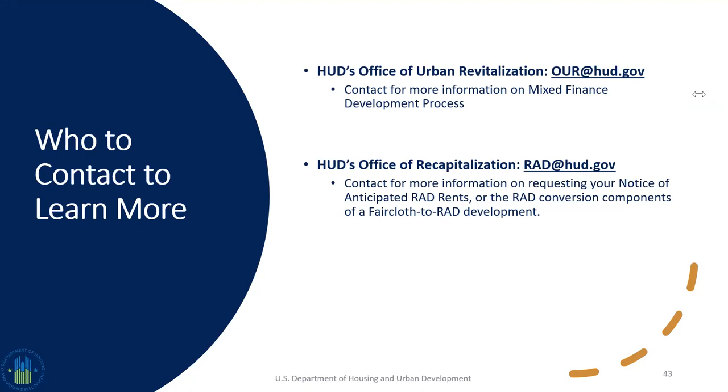Before we move on from the NAR issue, is there a way to determine what the RAD rents would be prior to requesting a NAR? Could the PHAs look at operating subsidy for sites within the portfolio plus estimated tenant portion? Would that be a good proxy? So a good proxy is if you know what your regular RAD rents are, they're usually 10 or 20% below that.